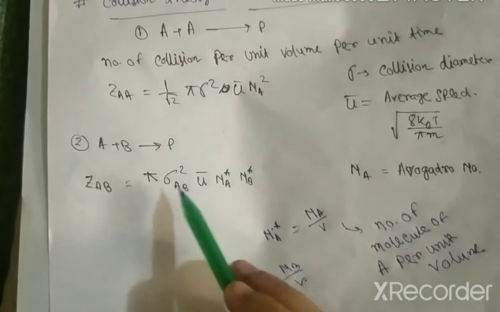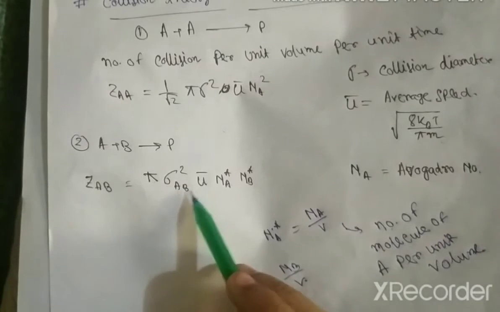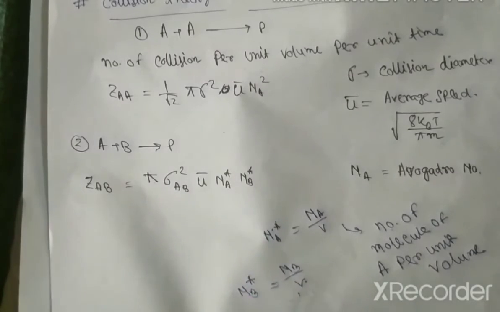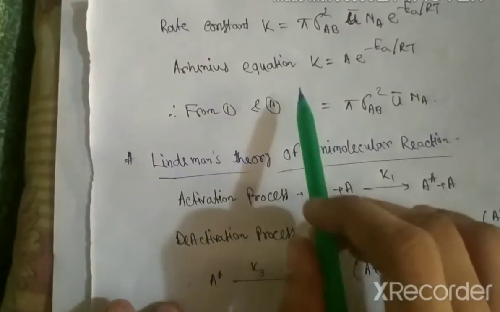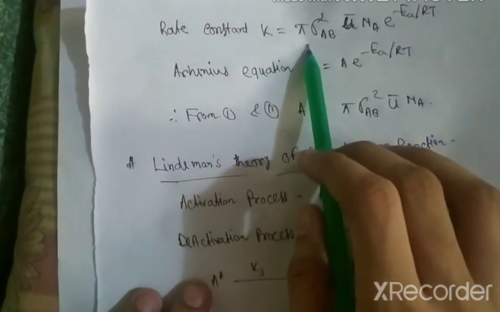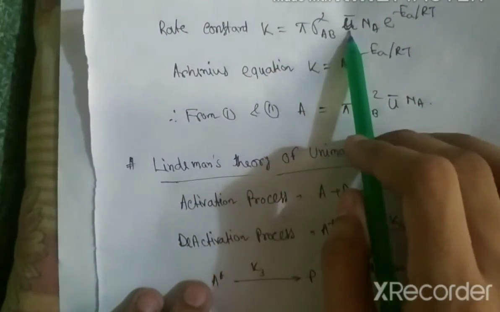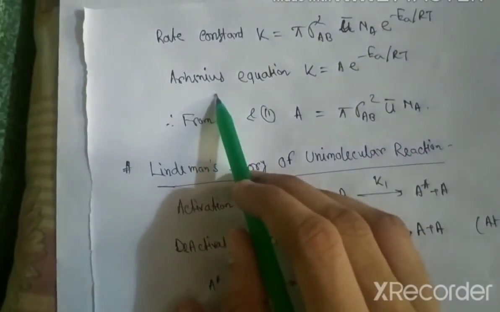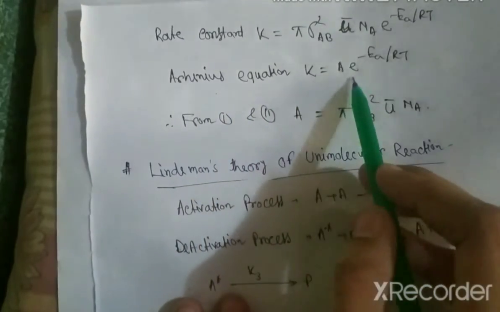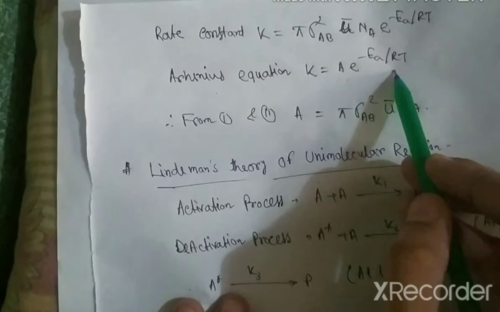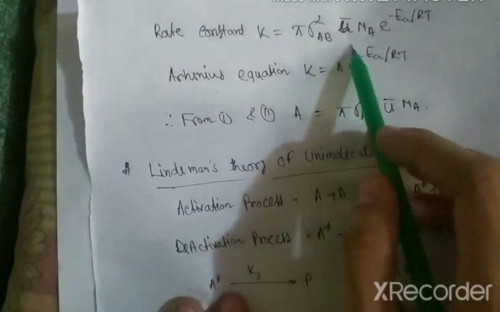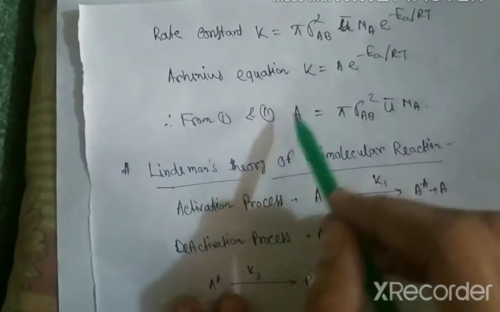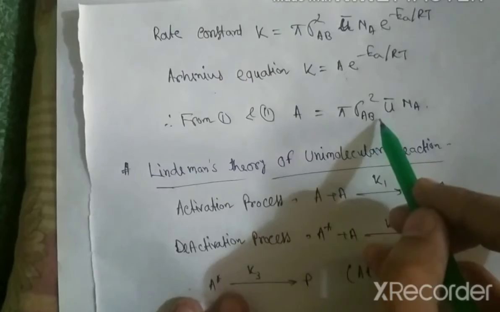And what is sigma? Sigma is the collision diameter, but how can it be calculated? We will discuss next. Rate constant k is equal to pi sigma_AB square U bar N_A into e to the power minus E_a by RT, and we know the Arrhenius equation is k is equal to A into e to the power minus E_a by RT. This is a similar type of equation. Hence, by comparing these two equations, we can write A is equal to pi sigma_AB square U bar N_A.